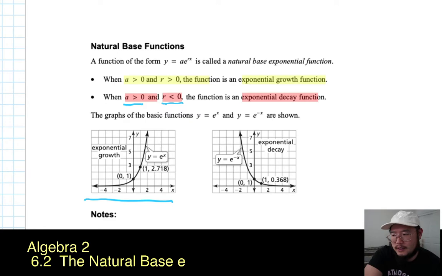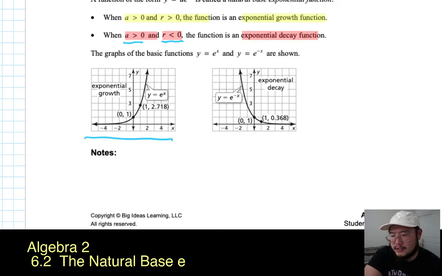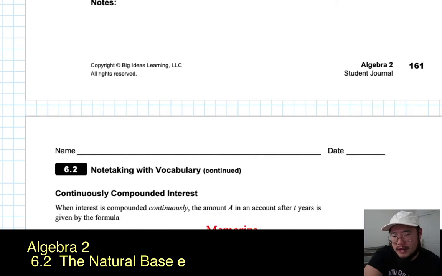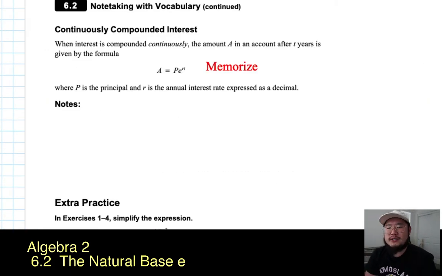Next up, we've got continuously compounded interest. And so we have another equation for you to memorize. When interest is compounded continuously, the amount A in an account after t years is given by the formula A equals P e raised to the rt, or Pert. So P is principal, e is our number, and we have rate times time. And don't forget, the annual interest rate is expressed as a decimal. That is absolutely important to getting this problem correct, or it'll be bad news for you.